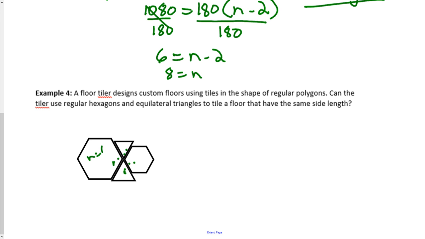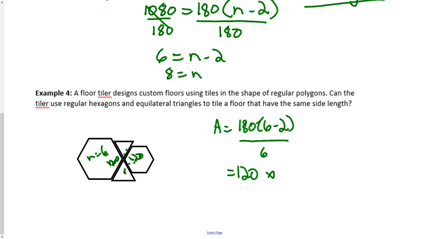So for the first one, for the hexagon, we know the hexagon is 6, so we know this guy n equals 6. So I know that one angle is going to be 180 times 6 minus 2 divided by 6. So 180 times 4, that's 720 divided by 6. So 120. So I have 2 of those, so I have 120 there, and I have 120 there. So if I times that by 2, that's going to be 240.